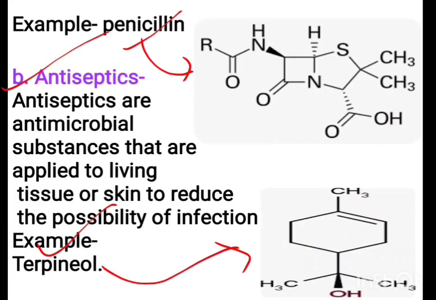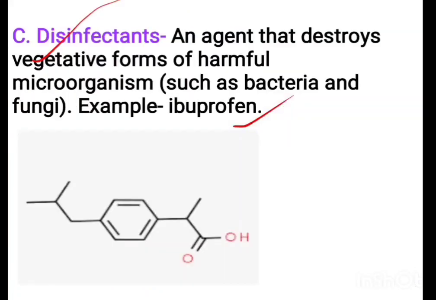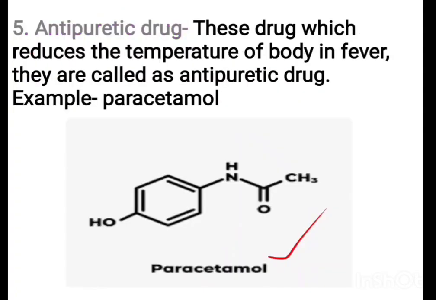Now we have to know antiseptic. Antiseptics are antimicrobial substances applied to living tissue or skin to reduce the possibility of infection. As for example, terpeneol. Disinfectant is an agent that destroys the vegetative form of harmful microorganisms such as bacteria or fungi. As for example, ibuprofen. Now antipyretic, a drug which reduces the temperature of the body. An example of an antipyretic drug is paracetamol.